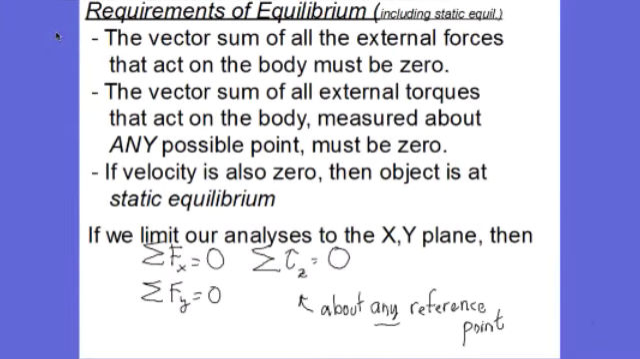So, requirements for equilibrium: we said already that the vector sum of all the external forces that act on the body must be zero, and the vector sum of all the external torques measured about any possible point must also be zero. And then for static equilibrium, the velocity, both linear and angular, must also be zero.